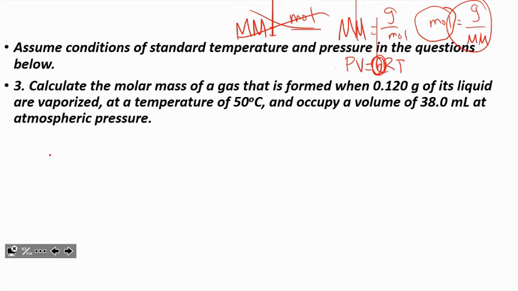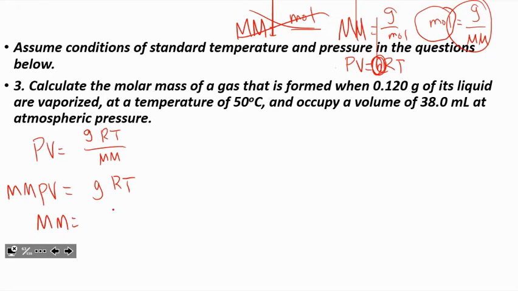So if PV equals grams RT over molar mass, we want to get molar mass by itself. So molar mass times PV equals grams times RT. So molar mass is going to equal grams RT over PV.